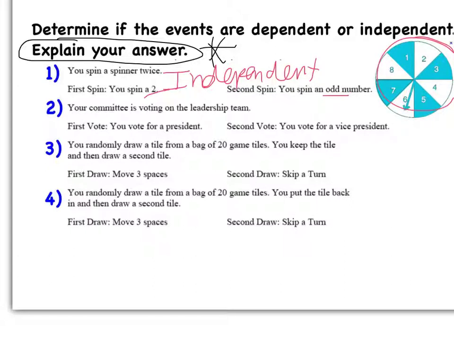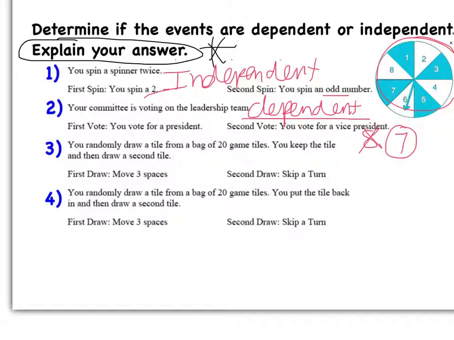Number 2, it says your committee is voting on a leadership team. First, we're going to vote for the president, and second, we're going to vote for the vice president. This is dependent. For example, let's say there are 8 people. If we choose the president, now there are 7 people. Because this changed, it's going to be dependent.